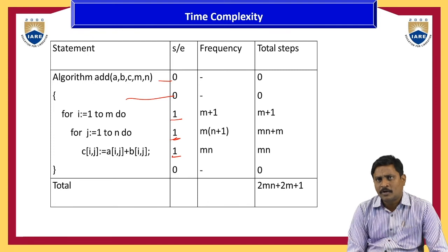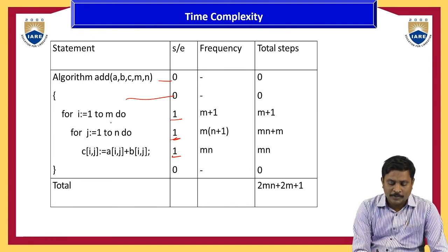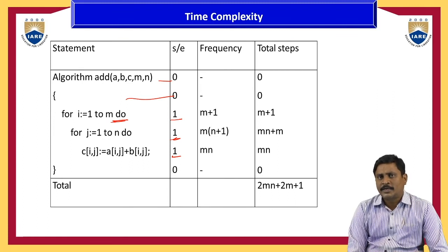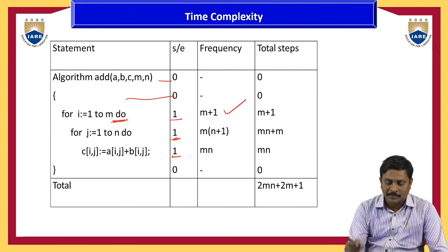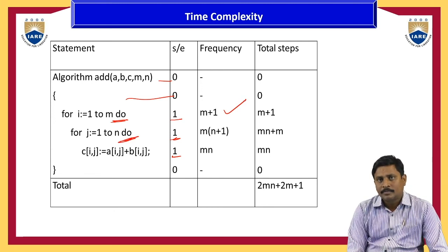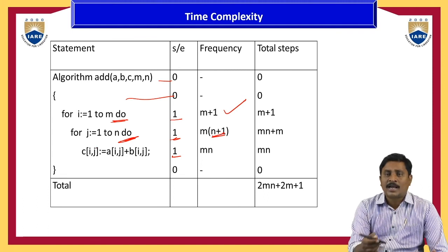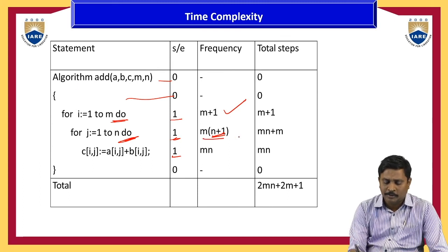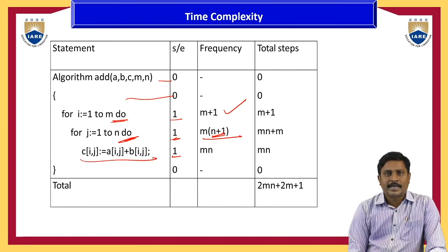So how many times does it repeat? Now find that frequency. This for loop initially takes 1 time and it repeats for the statement below this one, it repeats m times. So it totally takes m plus 1 times. This for loop repeats 1 time and also repeats for the statement below it n times, so n plus 1 times. But this is under the for loop for i equal to 1 to m, so it repeats m times under that for loop. So m into n plus 1. Then C[i][j] equal to A[i][j] plus B[i][j].